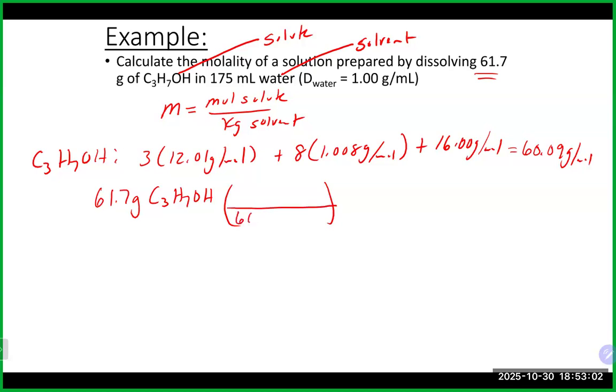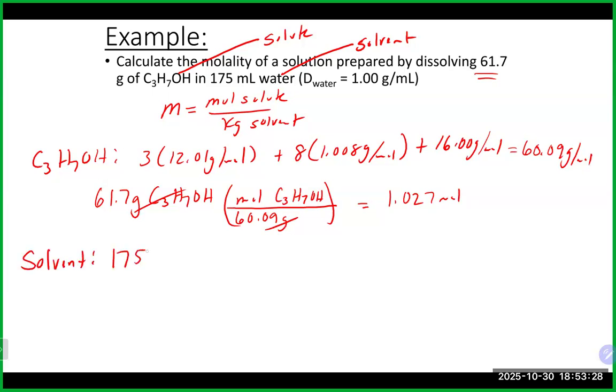So we'll put our grams on the bottom here and our moles up on top, using our molar mass from the periodic table. So we're going to divide 61.7 by 60.09. Going to get us 1.027 moles here.